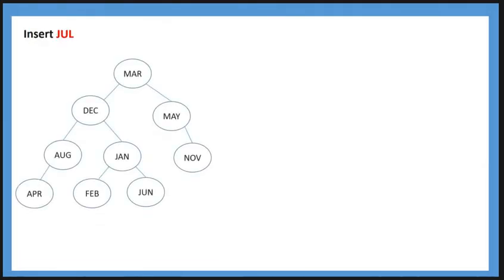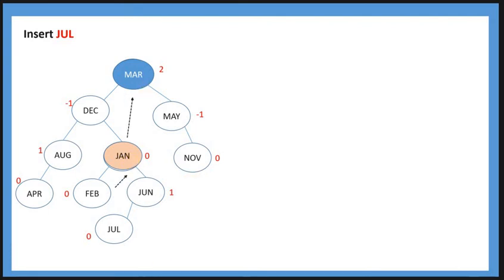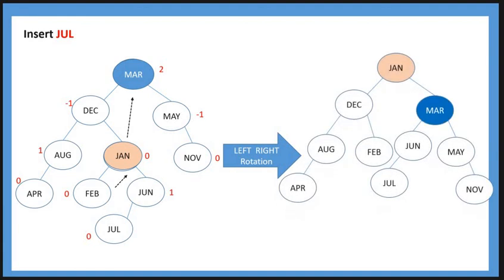July is remaining. Yes, July is remaining. So you have to insert July. Check the balance factors. There is a problem. Here it is unbalanced. So you have to swap it with Jan. Okay. So update it. Do the left-right rotation. Double rotation. Go to the left and then the right.